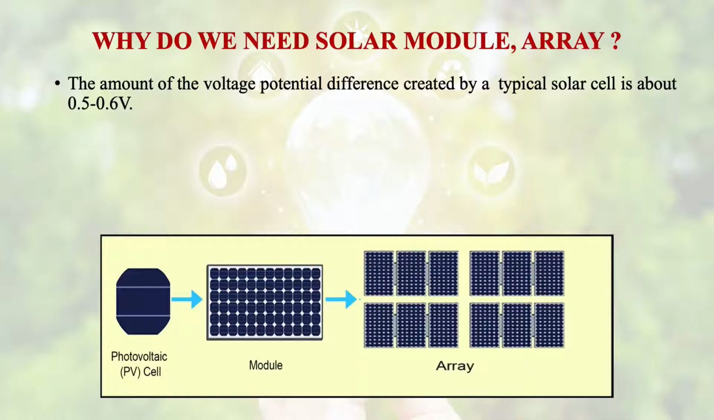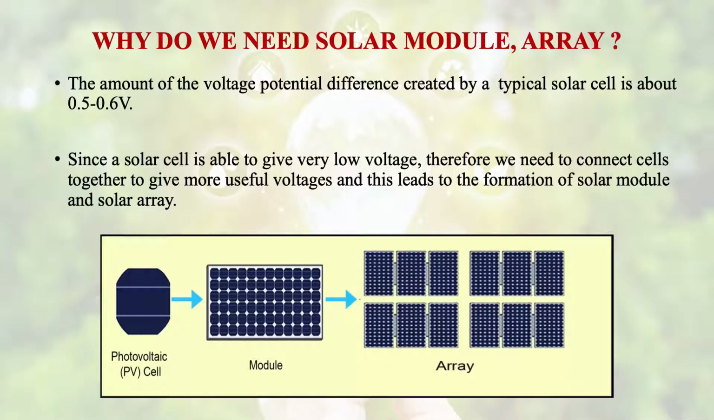Why do we need solar module or solar array? So you have heard all these words: solar module, sometimes solar panel, sometimes solar array. So what are these? You know that the amount of voltage potential difference created by a commonly used solar cell is about 0.5 to 0.6 volt only. That means a solar cell is producing very little voltage. And now based on the application, you may have to increase the voltage. You would like to get more voltage for a particular application.